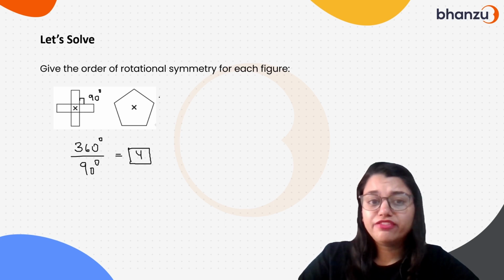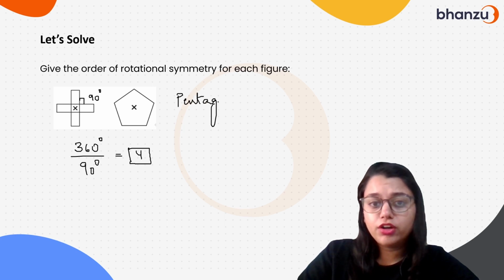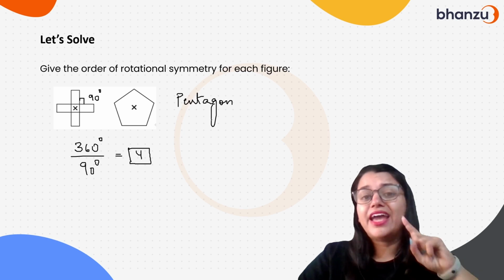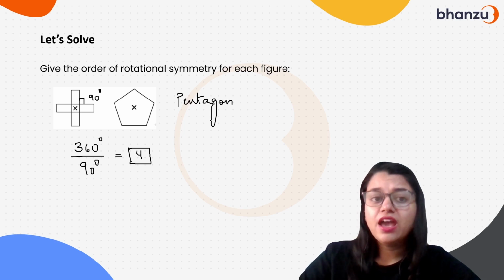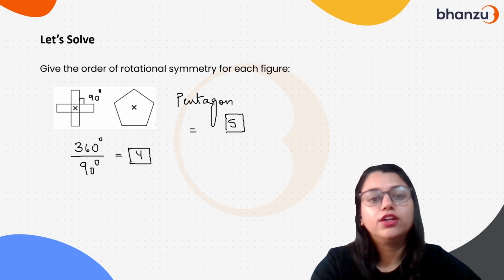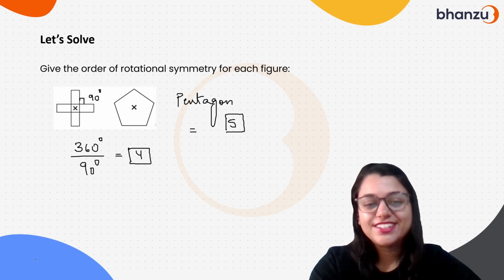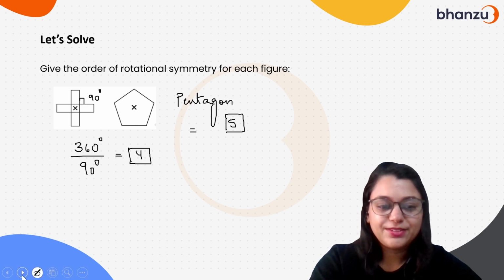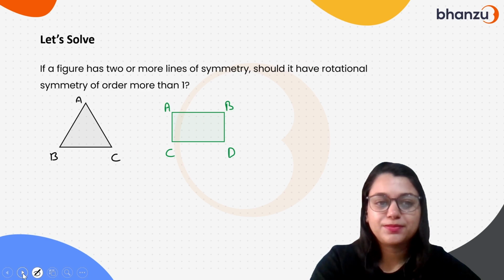Now, if you look at the second figure, which is a regular pentagon, how will you find the order of rotational symmetry here? In the case of regular polygons, we know that the number of lines of symmetry is equal to the number of sides, and also the order of rotational symmetry is equal to the number of sides. So the order of rotational symmetry will be 5 here. So this is how we will calculate the order of rotational symmetry for these figures. Understood? Great. Let's move to the next question.